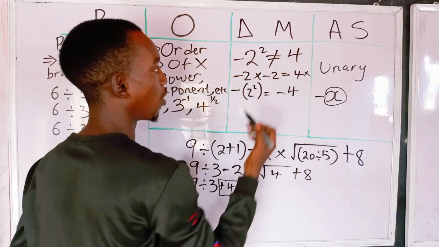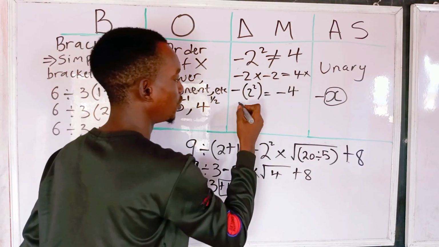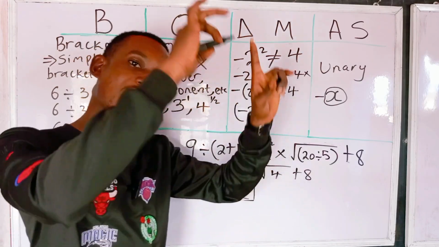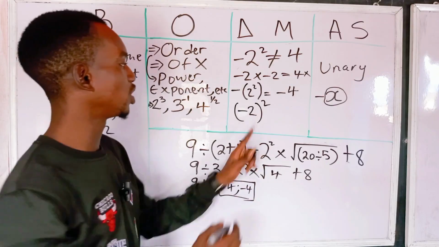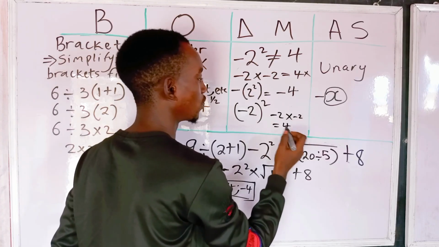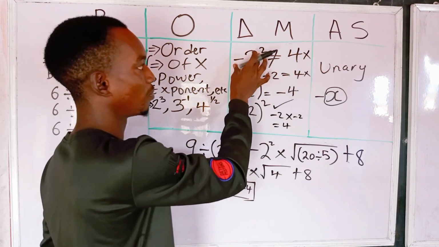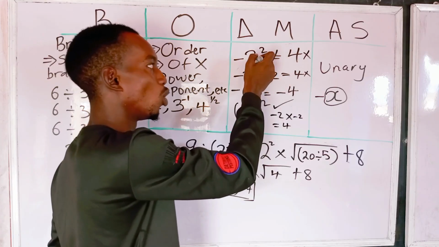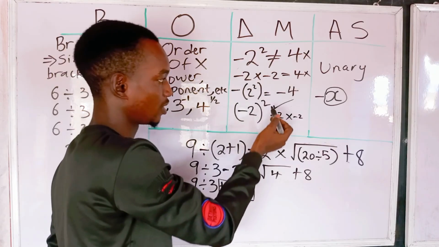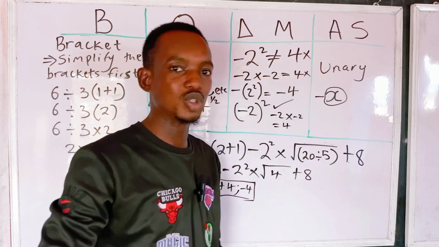But if you are to get 4 as your answer, it means it must be written like this. That is, both the negation operation and the 2 are affected by the power. Therefore, this one means we multiply negative 2 twice, and it gives us 4. This is correct, but this is wrong. Therefore, if there is no bracket here, it means the power is affecting only this number, not the sign here. But if there is a bracket like this, it means the power is affecting both the number and the sign. As simple as that. Another error we should try to avoid.